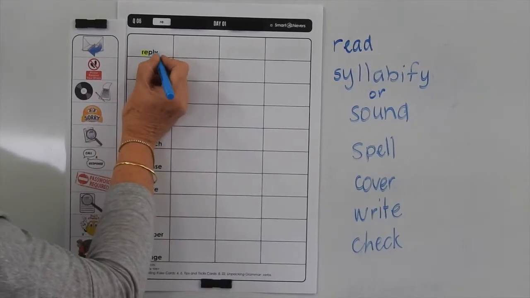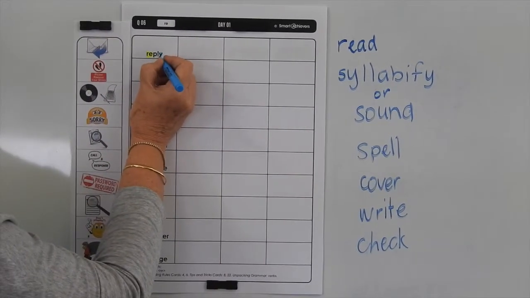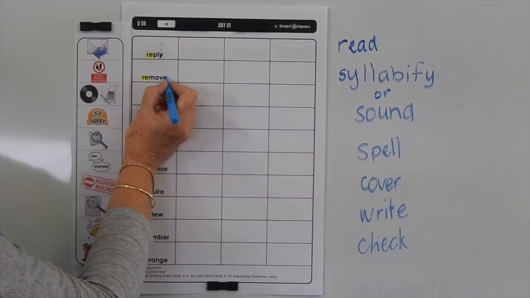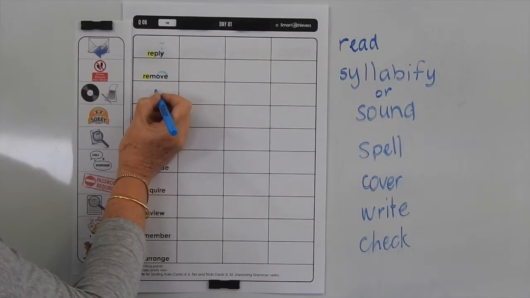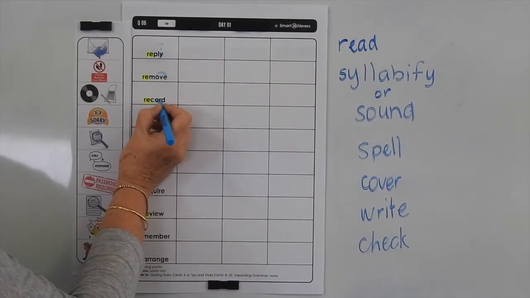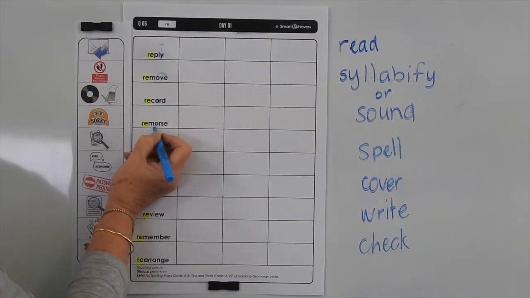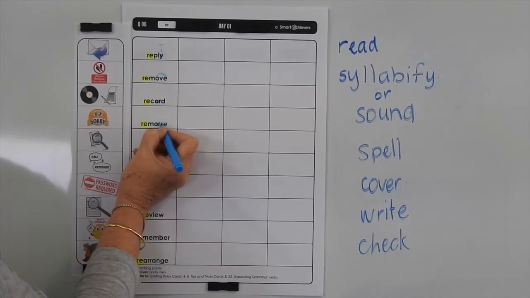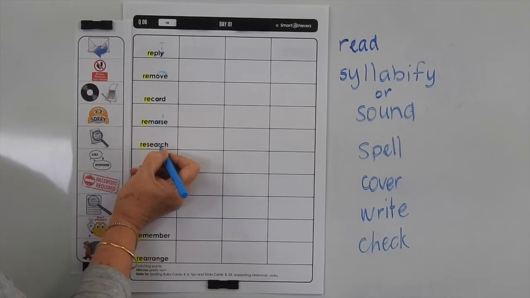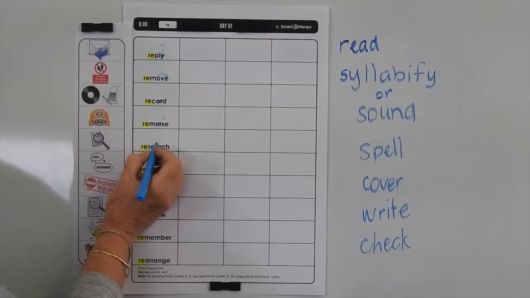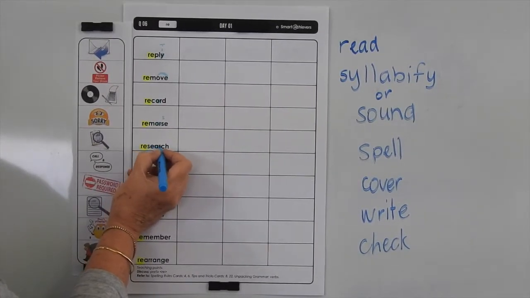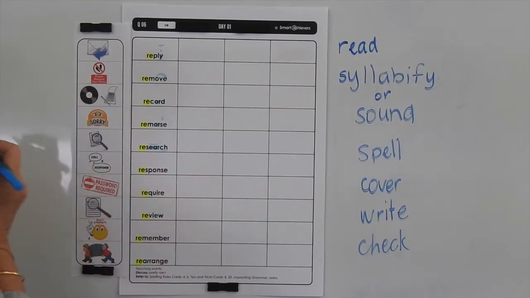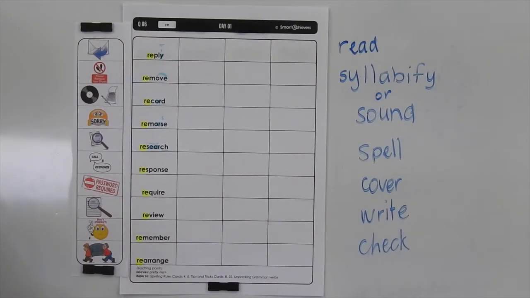So reply, we've got the y at the end making the long I sound. And remove, we've got the E making that O into a long sound. Record, we've got the R control vowel OR in there, and the same as in remorse. Now here we've got the SE making the sound. In research, we've got the R control vowel EAR, and because that is a long sound, we put CH after it, after a long vowel sound.